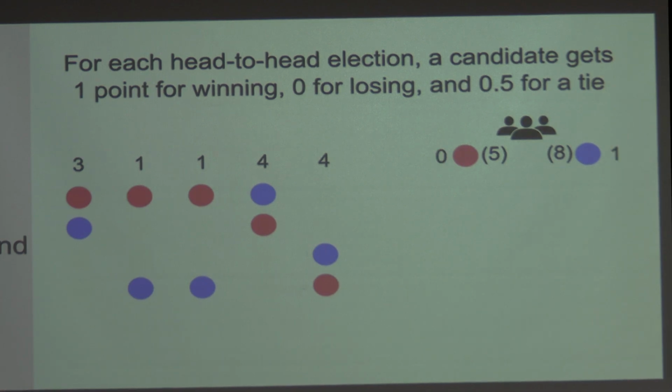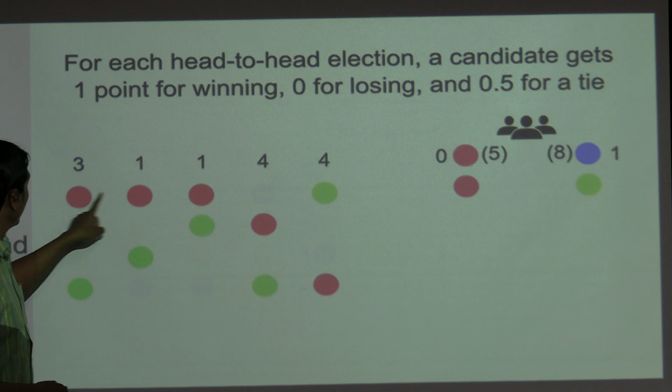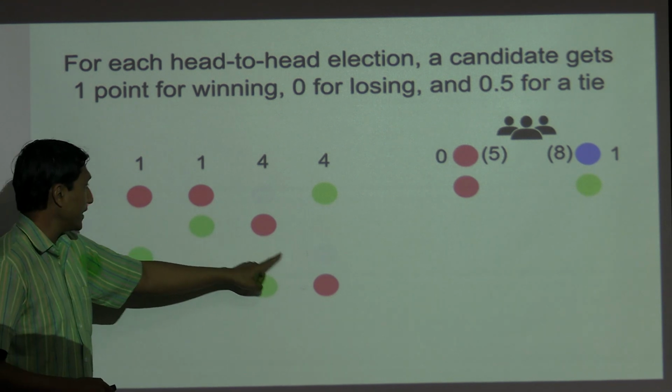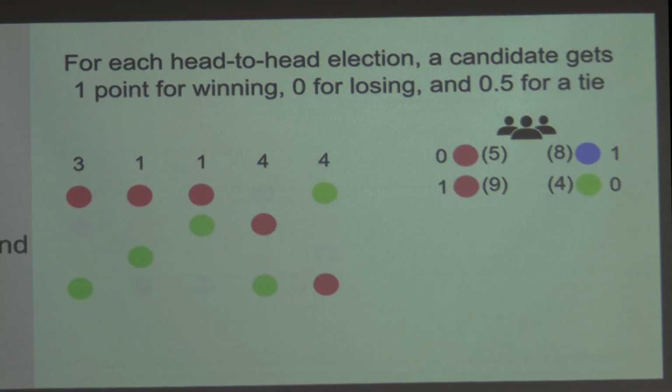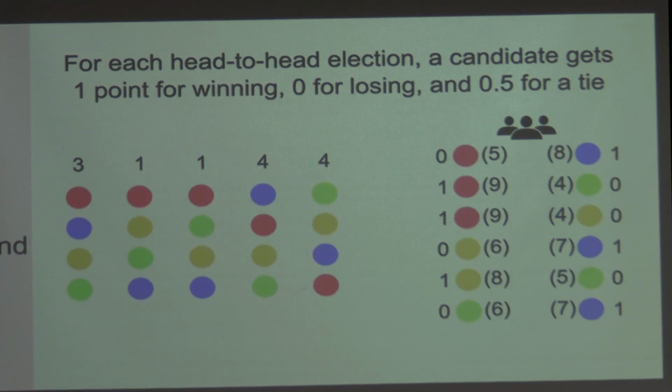Now you move to some other pair of candidates, red and green. What's happening here is that 4, 5 and 9 versus 4. So red beats green, so red gets 1 point, green gets nothing, and so on. You do it for all pairs of candidates. You add the points and the candidate with the maximum score is the Copeland winner, again modulo tie breaking.